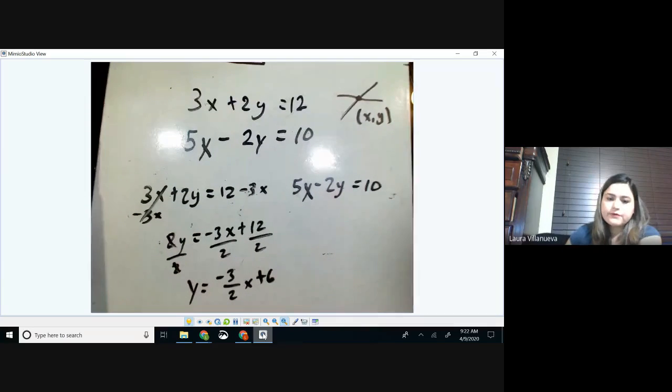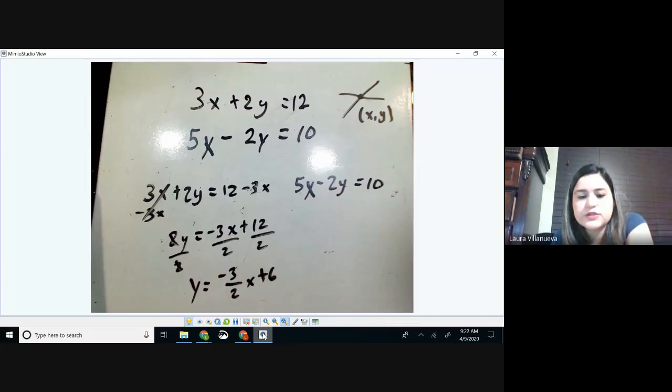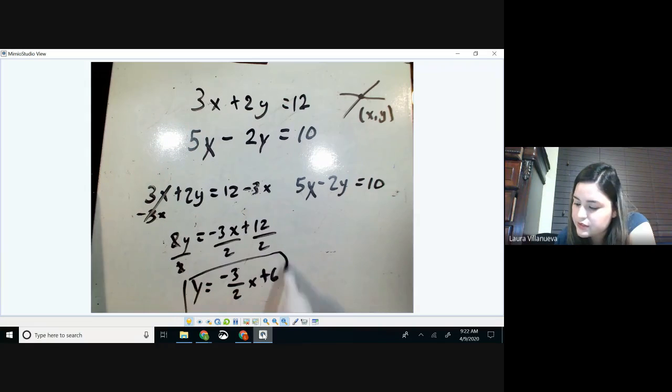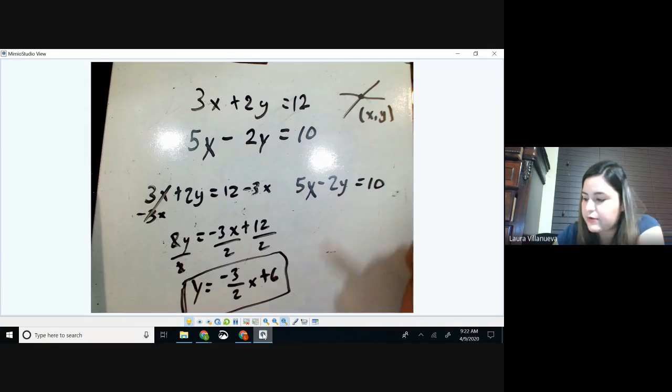Now don't worry about fractions right now, because remember, a fraction is just a slope. This one is easy to graph, but we're not going to graph it ourselves. We're going to graph it in the calculator.